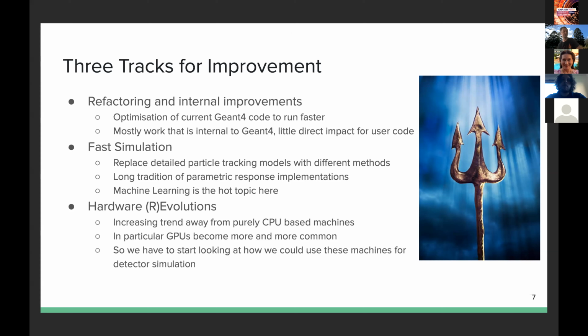I think those of us who keep a watch on the hardware market for computing are noticing that there's an increasing trend away from purely CPU-based machines. And in particular, GPUs are becoming more and more common for computationally intense problems. So these are not particularly easy to use with our current simulation software, but I think there has to be an active R&D program to start looking at how we could use these machines for the detector simulation in high energy physics.